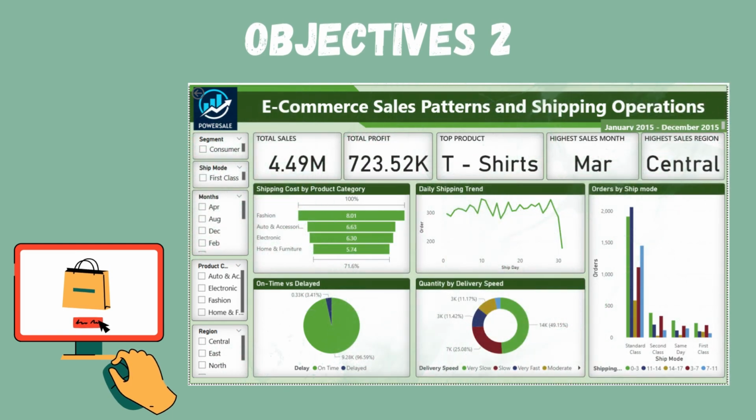Next, this is our second dashboard, which represents the second objective. The first chart explores the shipping cost by product category, which is a 100% funnel chart used for composition. It shows the average shipping cost across product categories. Fashion takes up the highest and home and furniture the lowest. Since fashion is the best-selling product, it's logical that it carries the highest average shipping cost too.